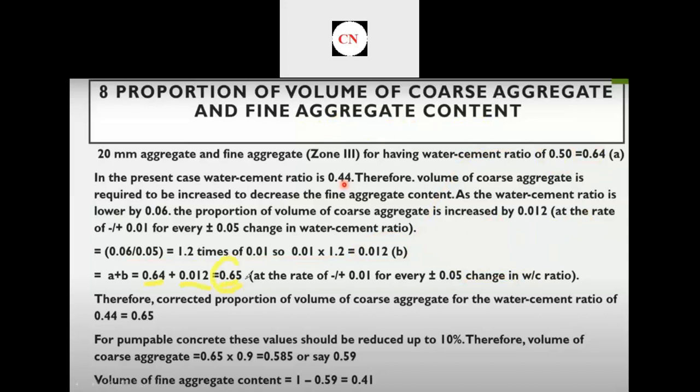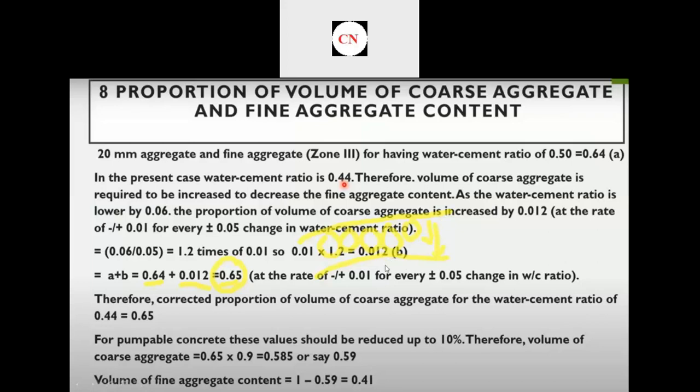However, this is not the final proportion. This proportion has to be corrected again if it is pumpable concrete. The reason is that if the concrete is pumpable, we do not intend to use more coarse aggregate, because workability will be affected. Therefore, this fraction of the coarse aggregate has to be reduced to a suitable extent.